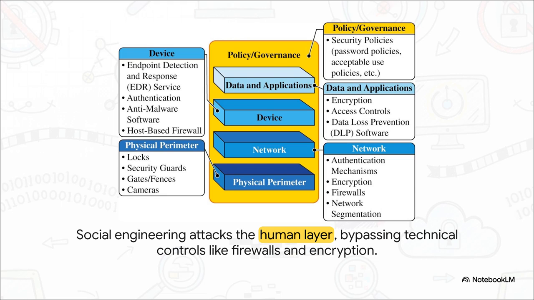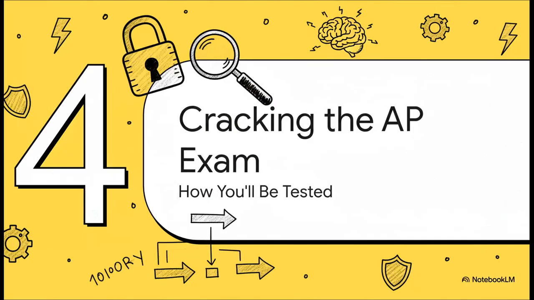And this diagram? Oh, this explains everything. This shows you a defense in depth model. You've got all these technical layers of security, right? Firewalls, software, encryption. But a social engineer, they don't even bother with that stuff. They go straight for the weakest link, the person operating the machine. They target the human layer, basically walking right past all your expensive digital defenses because someone held the door open for them.